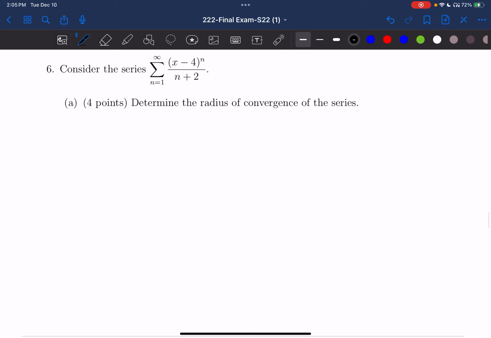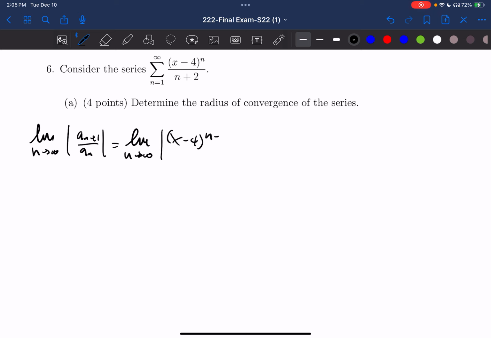Consider the series. Determine the radius of convergence of the series. When we see this, we always want to think about ratio test. So let's apply ratio test. The limit as n goes to infinity of a of n plus 1 divided by a of n will simply be equal to the limit as n goes to infinity of the absolute value of x minus 4 to the n plus 1 divided by n plus 2, but n is equal to n plus 1. So n plus 1 plus 2 is going to be n plus 3, times n plus 2, all over x minus 4 to the n power.